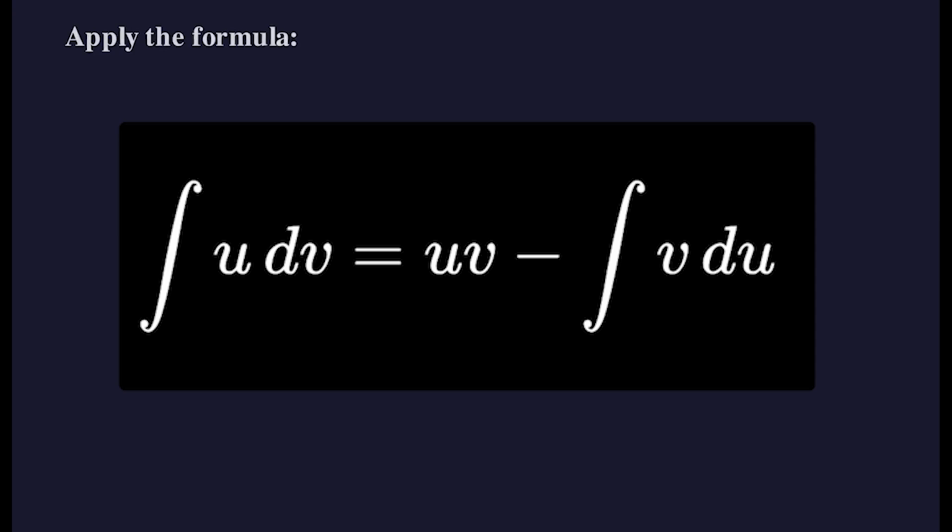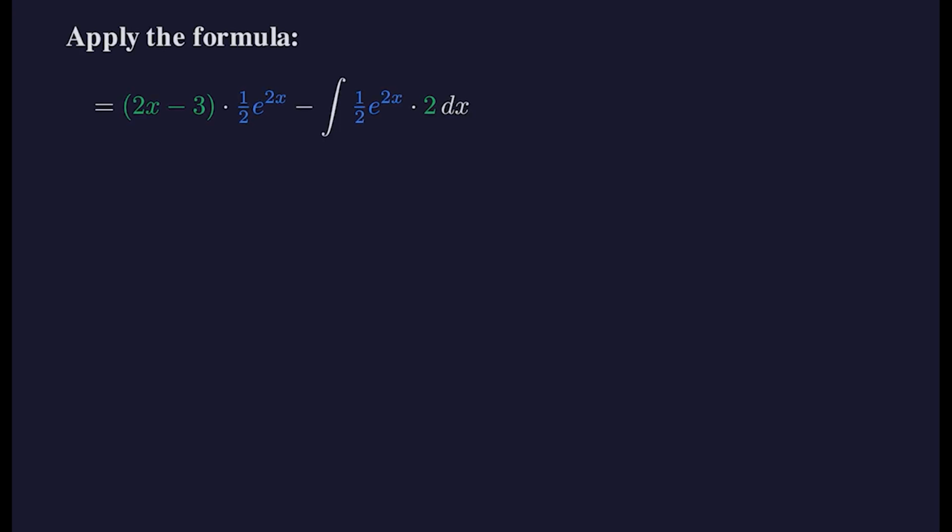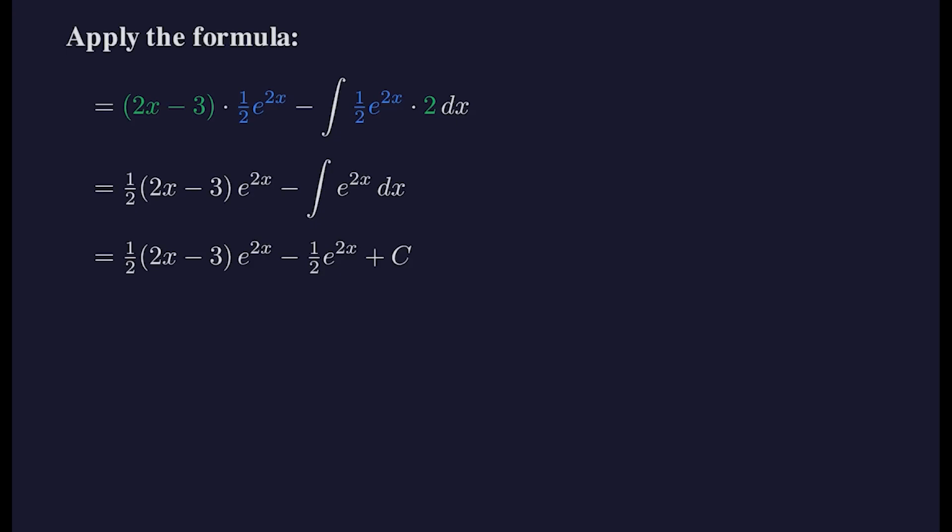Applying our formula of uv minus the integral of v du, we get 2x minus 3 times a half of e to the 2x, minus the integral of a half e to the 2x times 2 dx. What does this simplify to? Well, this simplifies to a half (2x minus 3) e to the 2x minus the integral of e to the 2x dx, which gives us a final answer of a half (2x minus 3) times e to the 2x minus a half e to the 2x plus c.